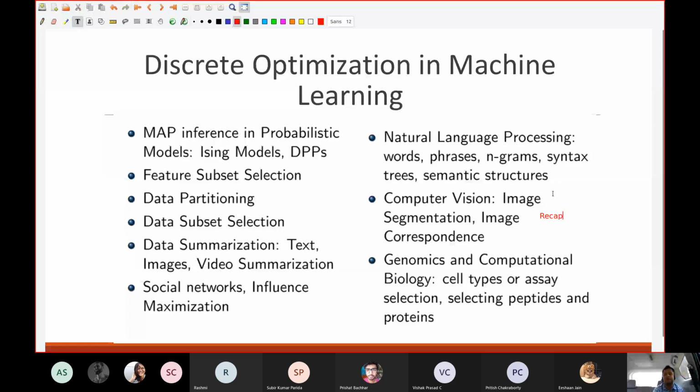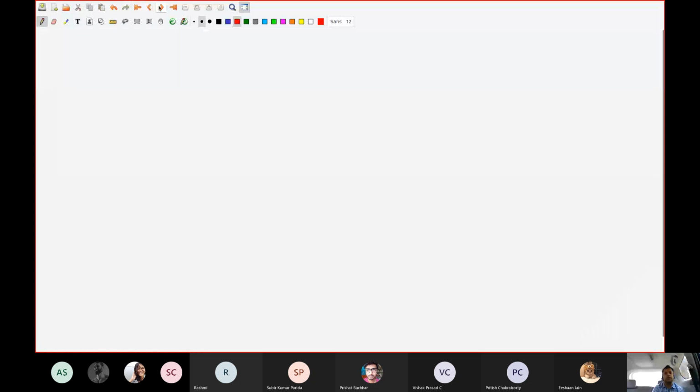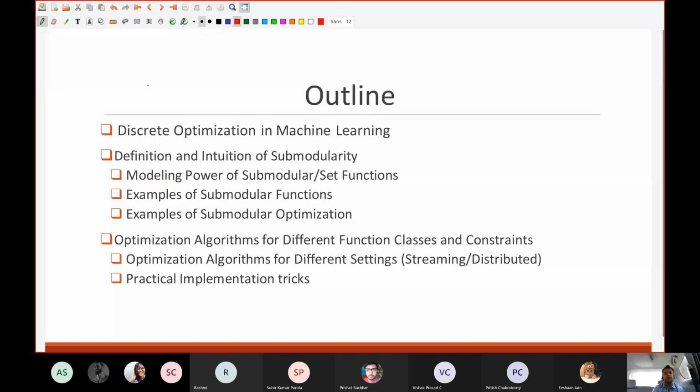And all had this notion of subsets, right? But you want to score those subsets in a very effective manner. So what we'll talk about is the definition and intuition of submodularity. We'll begin on that today, and show the modeling power of submodular functions, and then of course move on to applications in machine learning.